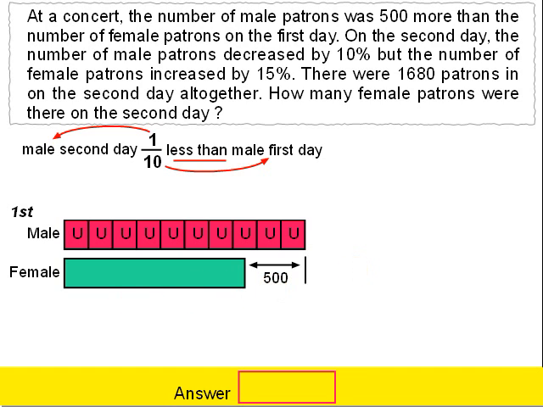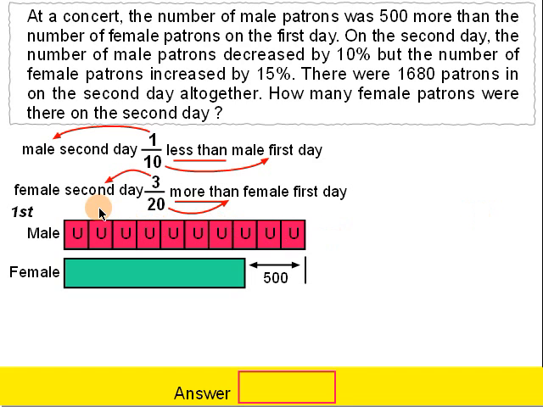Alright. Now, as we go on the second day, the number of male patrons decreased by 10%, but the number of female patrons increased by 15%. On the second day, the female patrons increased 15%. 15% expressed in fraction is 3 over 20. So it means that female on the second day is 3 over 20 more than female on the first day because there was an increase of 15%.